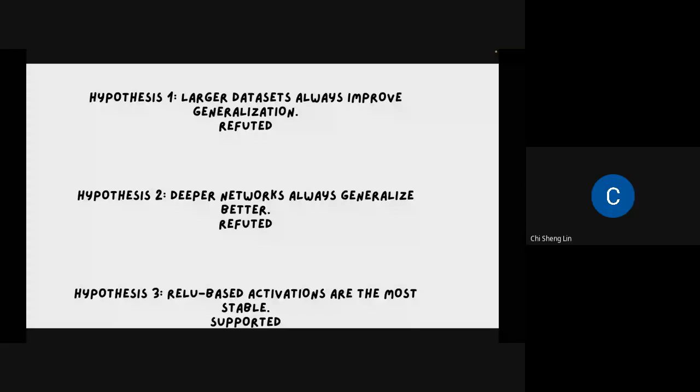So there are 3 hypotheses we originally made, but two of them are refuted and one is supported. The first one is that we originally thought that larger datasets always improve generalization, but this is not true because the dataset size plot shows that after a certain point, MSE increases, likely due to difficulties in interpolation beyond available training data.